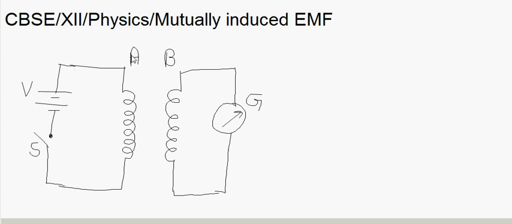Coil A and B are placed close to each other in such a way that any flux produced in coil A also links with coil B. That is why I am placing coil B very close to coil A. Coil A is connected to a battery and hence a current can flow through it. But coil B I am not connecting to any battery or supply. I have just connected it to a galvanometer.